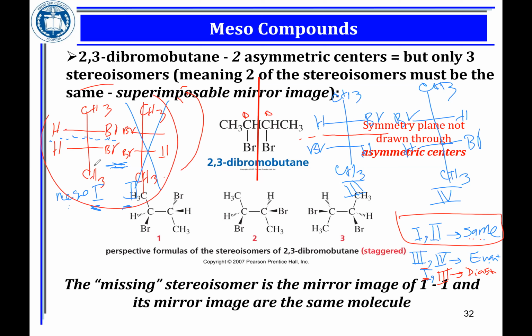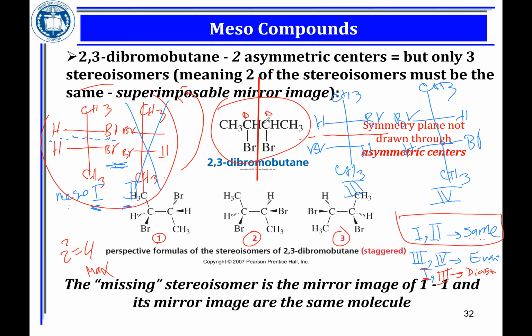So we have 4 possible structures, but since 1 and 2 are the same, we end up with only 3 structures for this molecule with 2 chiral centers. So when we say 2 to the power of 2, that is 4. This is the maximum, or 4 possible structures. But since 2 of them are the same, we end up with 3 structures assigned to this molecule.